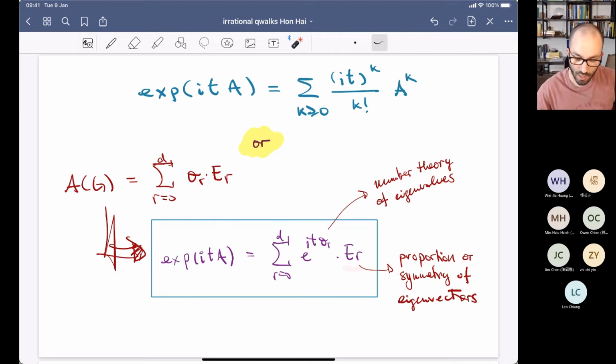And this, of course, tells you that the eigenvectors, which you use to build these projections onto the eigenspaces, will also play an important role. Okay.